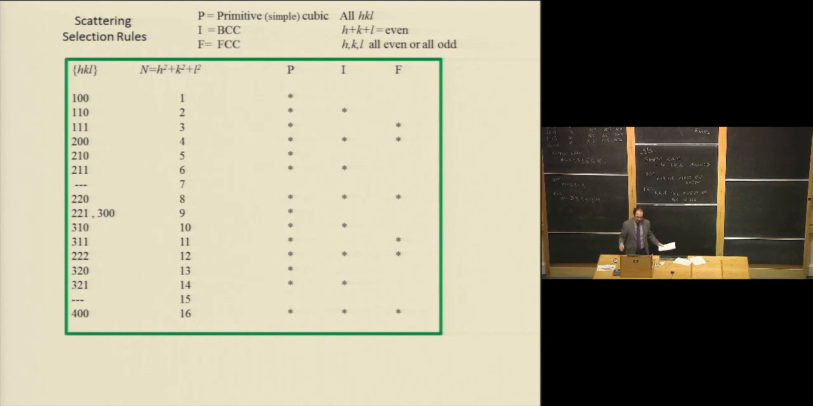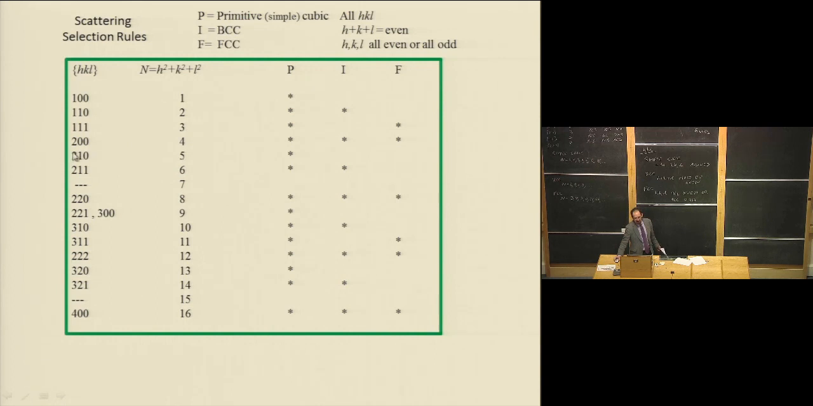So here's exactly that whole table again. We wrote down the first four elements of this table. Here are the n's, h squared plus k squared plus l squared: 1, 2, 3, 4, 5, 6. When you get to 7, there's no set of Miller indices that when squared and added together gives you 7. And you look at FCC and the possible Miller indices that are allowed for FCC, the first one is 1, 1, 1. Those are all odd. That gives you a total n of 3.